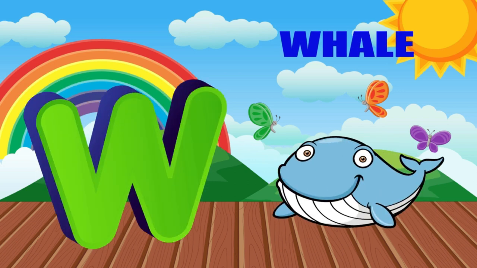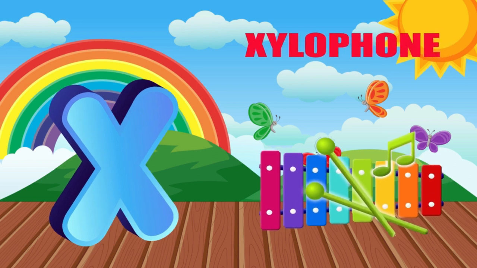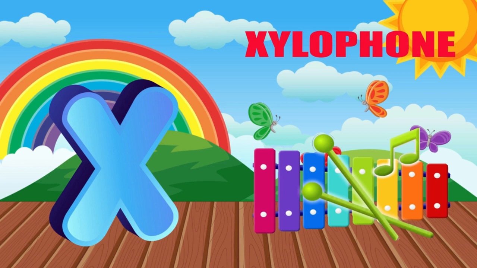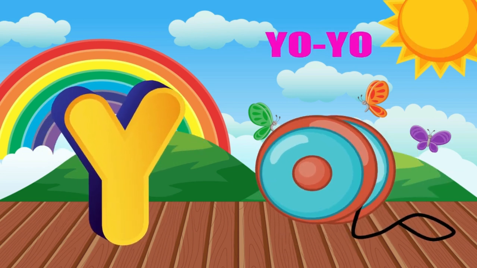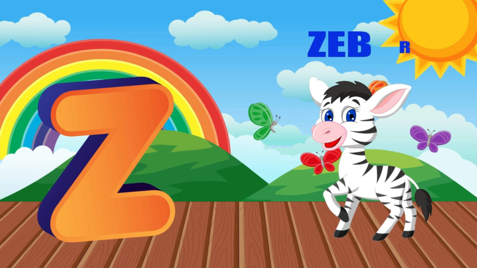X is for xylophone. X, X, xylophone. Y is for yo-yo. Y, Y, yo-yo. Z is for zebra. Z, Z, zebra.